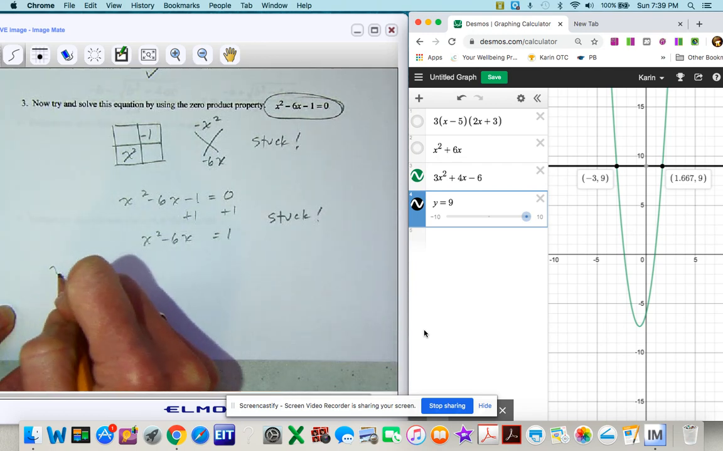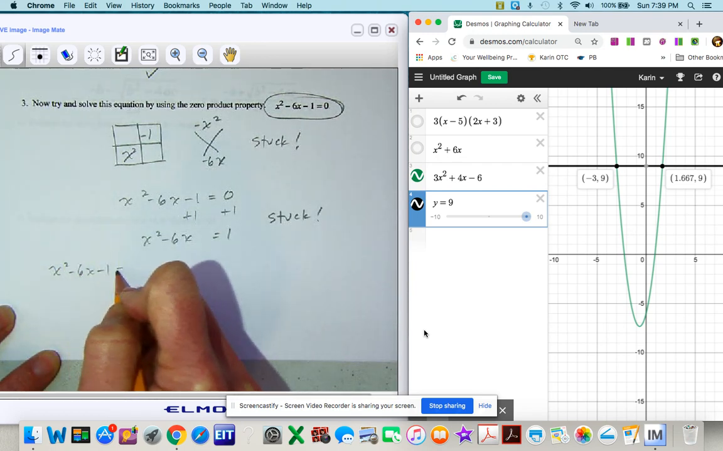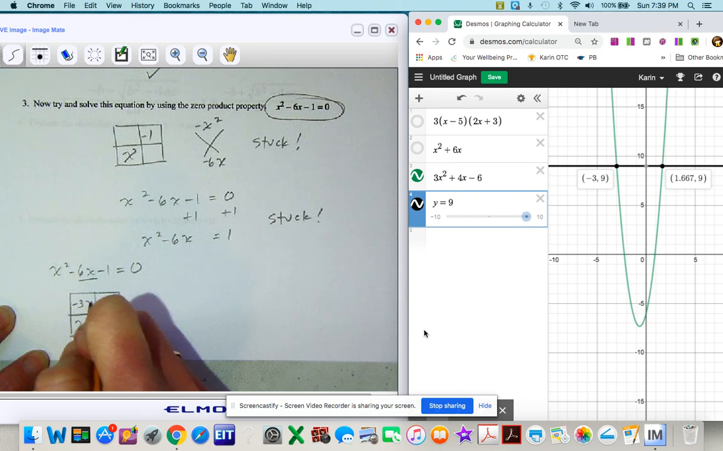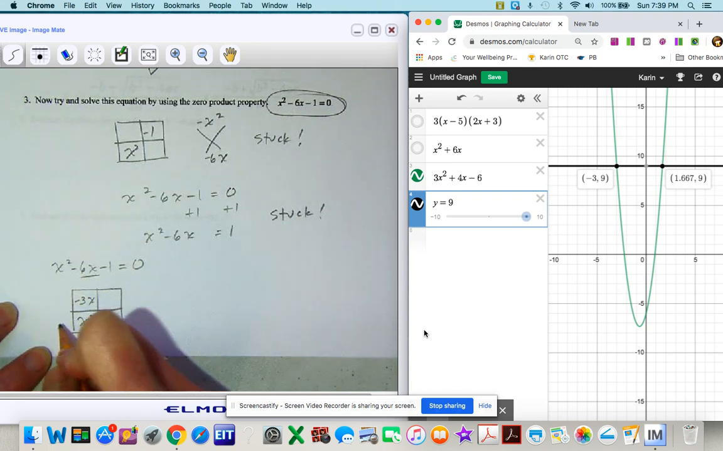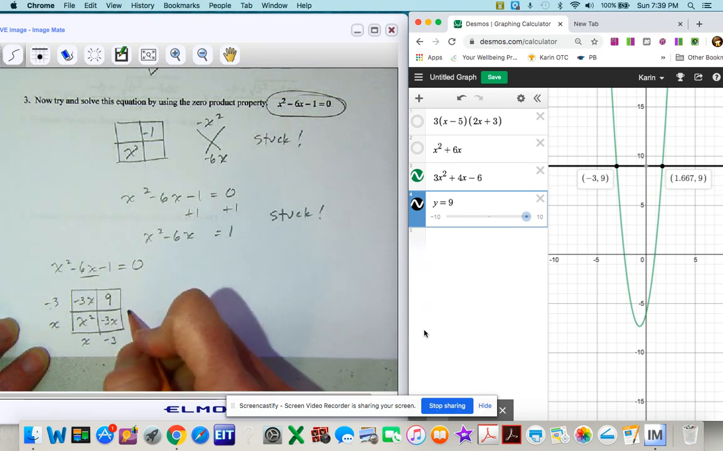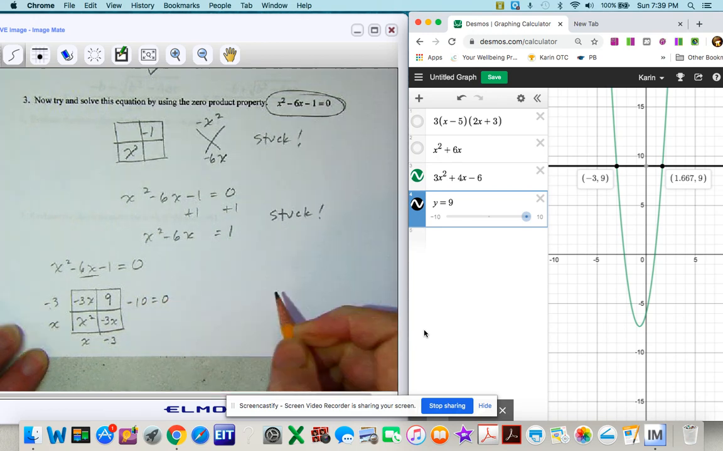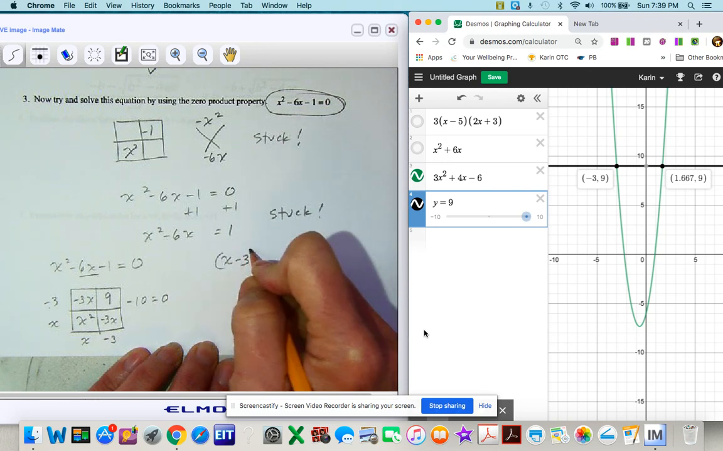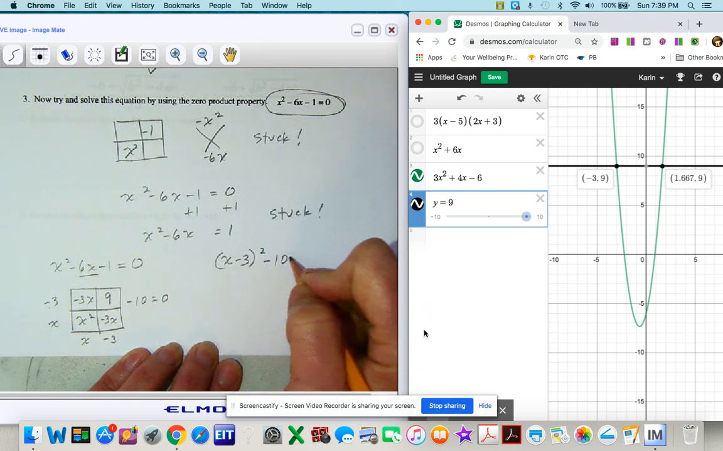So I'm going to take my x squared minus 6x minus 1 equaling 0, and I'm going to try to complete the square. X squared here, and I'm going to split this into my negative 3x, negative 3x. So I get x minus 3, x minus 3, negative 3 times negative 3 is 9. I had negative 1 here, so how much am I going to need on the outside? So 9, how do I get negative 1? Minus 10 equals 0. So I could complete the square and write this as x minus 3 squared minus 10 equaling 0.